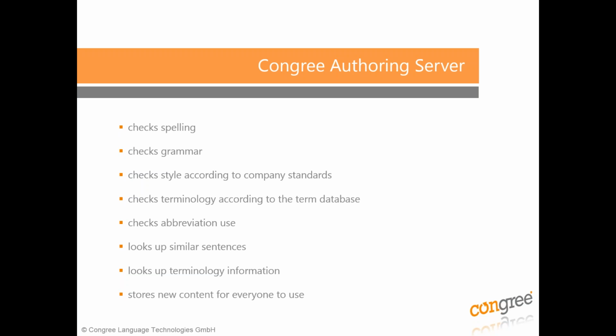We also have a lookup for similar sentences while you write. So whenever text is created, our sentence database is looked up and shows all the sentences that are similar to the content you are just creating. Furthermore, we also look up terminology information, which goes beyond telling the user if something is wrong or correct. You get additional information like context or definitions or whatever is available in your terminology database. And finally, we also allow to store new content which is created by authors to be used by everyone in your company right away as soon as the sentences have been shared and provided.